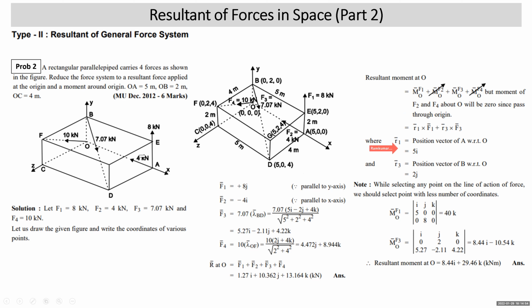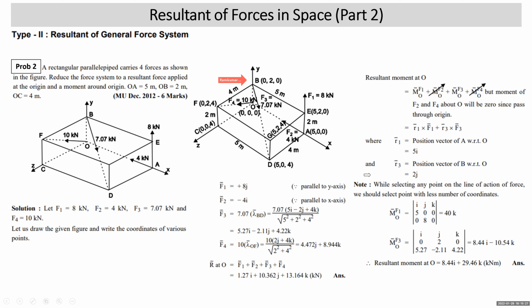R1 bar is the position vector of point A or E. We have 2 points, A or E. So we'll take position vector of A with respect to O. So that is 5. R3 bar, you have the option of taking B or D. B point has one coordinate, D point has two coordinates. So we can take position vector of any point on the line of action of the force. You should prefer the point which has fewer coordinates. In this case, I should prefer B point, not D. Position vector of B with respect to O is 0i plus 2j plus 0k. So that is 2j, right?